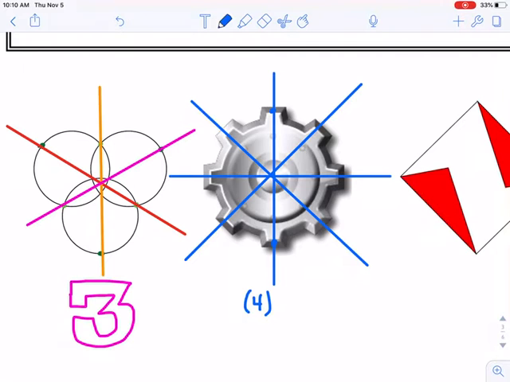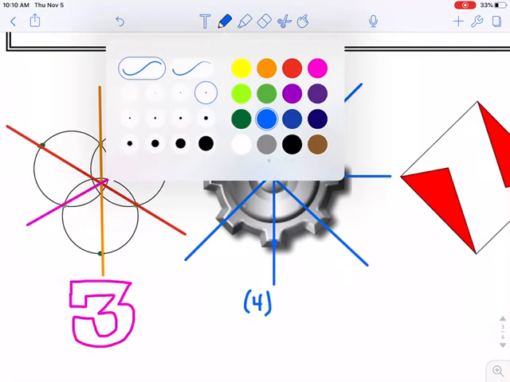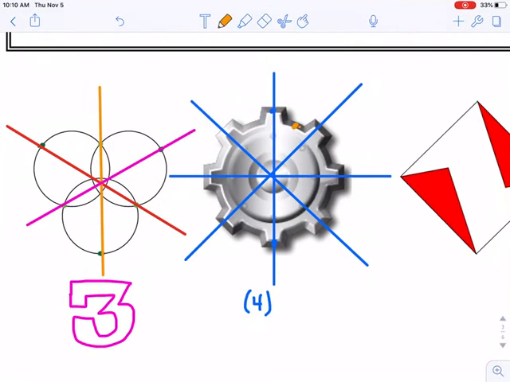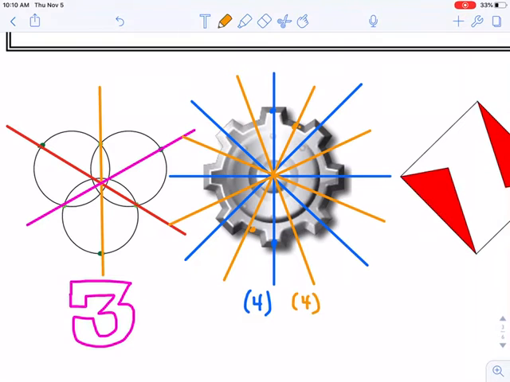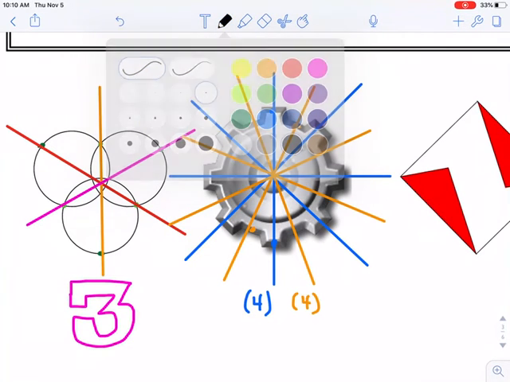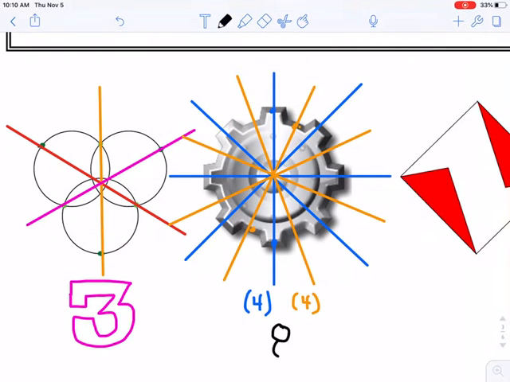Why did I put that in parentheses though? Because you actually can go between the teeth as well. So actually right here, this orange line, if I put a mirror on that orange line, it would still look the same. Same with that orange line, and that orange line. So you can match up a mirror on the teeth or inside the teeth. And you get a total of 8.